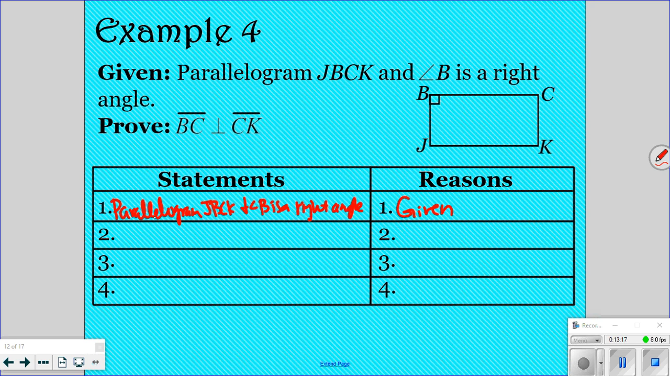Since we know it's a parallelogram, that means that this side BC and this side JK are parallel. So BC is parallel to JK. And what else do we know? These two sides are parallel, because that's part of the definition of a parallelogram. Your opposite sides are parallel. So the reasoning here would just be definition of parallelogram.